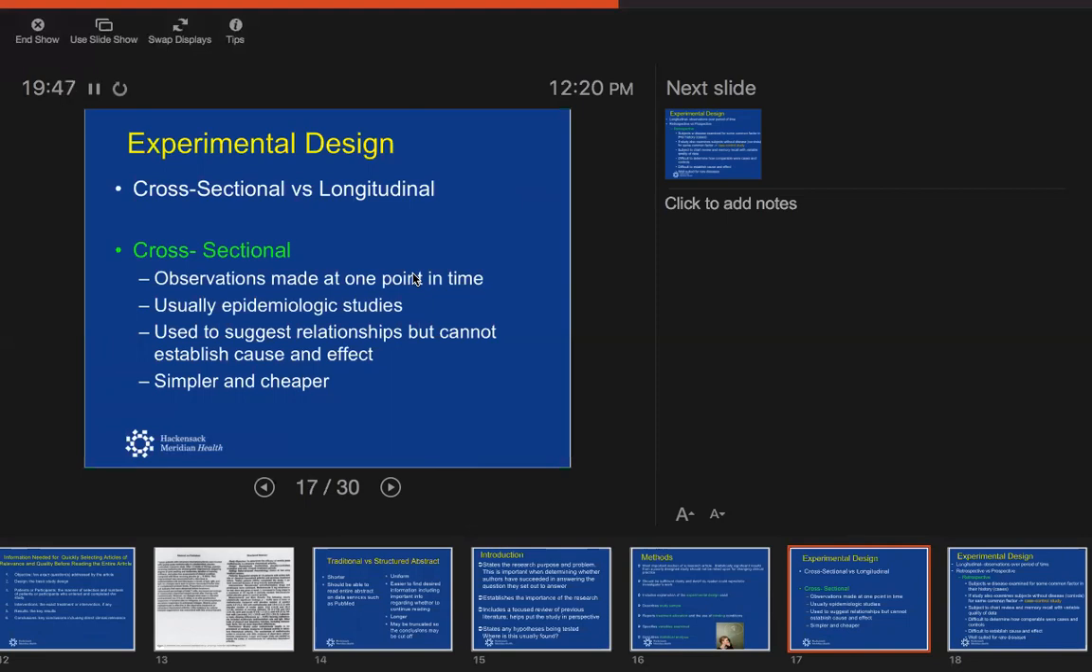But basically, an experiment can be cross-sectional or longitudinal. In a cross-sectional study, the observations are made at one point in time. This is usually helpful for epidemiologic studies. It's used to establish a relationship but cannot show cause and effect. To have a cause and effect relationship, you have to show that the cause preceded the effect. Here you're measuring everything at one time, so you can't prove that. These are usually simple, cheap, and quicker studies to do. You can get an answer quickly. You don't have to follow subjects over a long period of time.